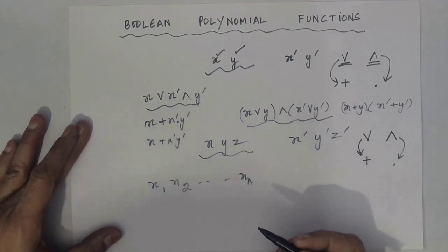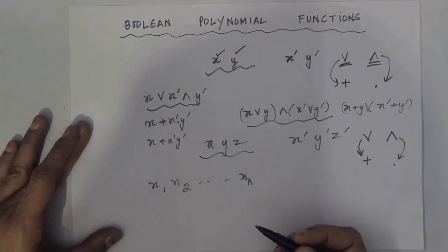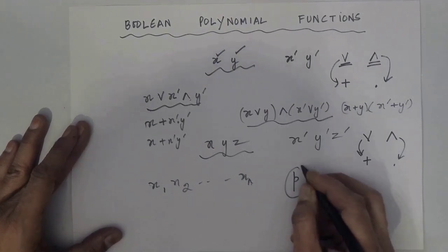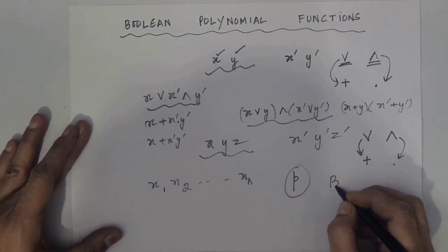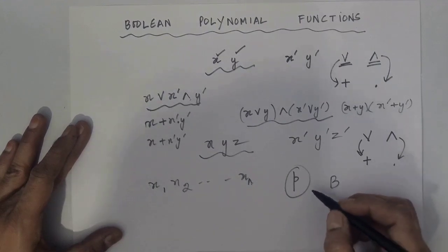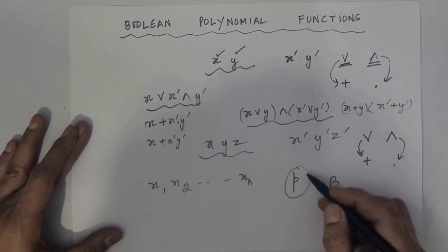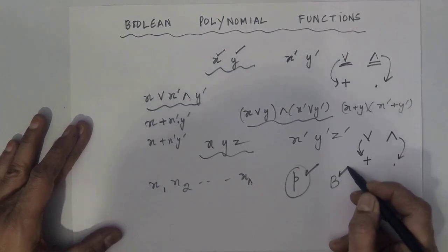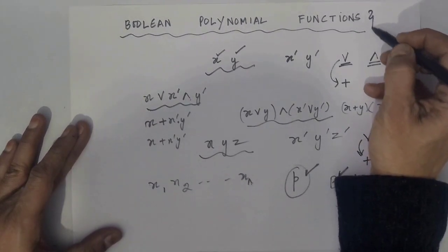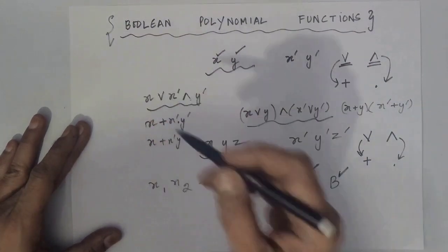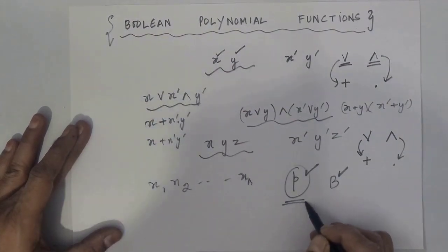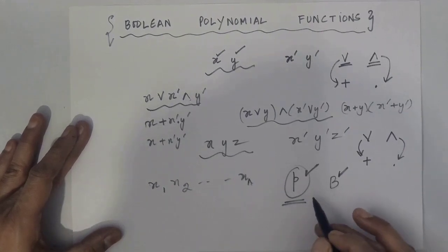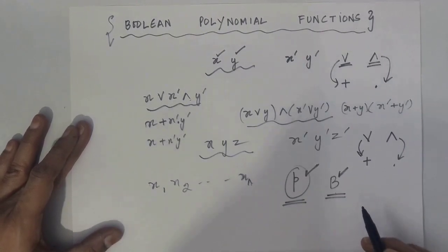So now we have to come to the concept of Boolean polynomial function. Now if you are given a Boolean polynomial p and if you are given a Boolean algebra b, then you can always talk of the Boolean polynomial function induced by the Boolean polynomial p over the Boolean algebra b. So to start with the concept of Boolean polynomial function, what you need is a Boolean polynomial over some set of variables or indeterminates or symbols, and you also need a Boolean algebra.